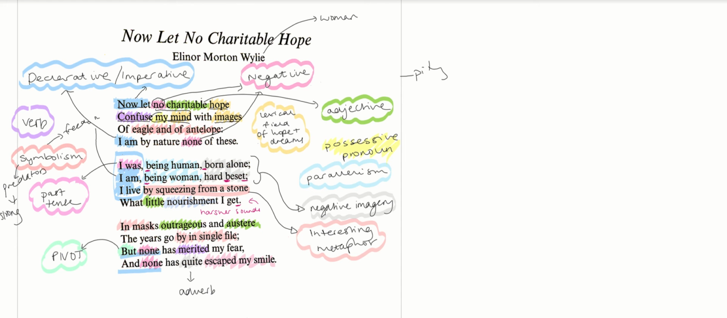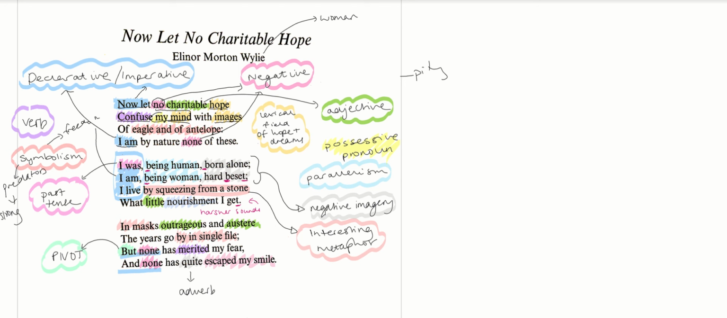It confused my mind with images of eagle and of antelope. I am by nature none of these. Okay, so again, we have the declarative, I am. Whilst our speaker is saying that she is not an eagle or an antelope or what they symbolise, we still have her language showing us she's quite powerful and in control with the declaratives. And they repeat later in the next stanza.